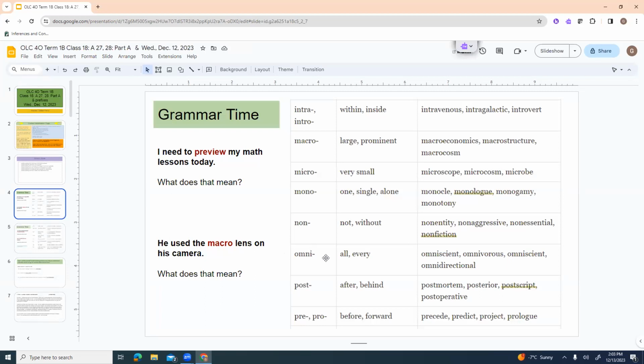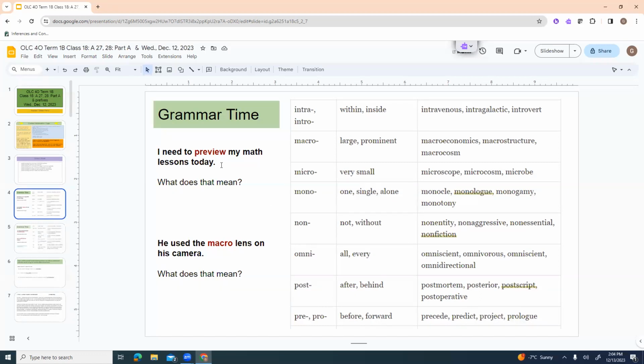Okay. Omni is all or every. So omniscient, omnivorous, omnidirectional. Post is after or behind. Postmortem, posterior, postscript, postoperative. Pre or pro are before or forward, precede, predict, project, prologue.